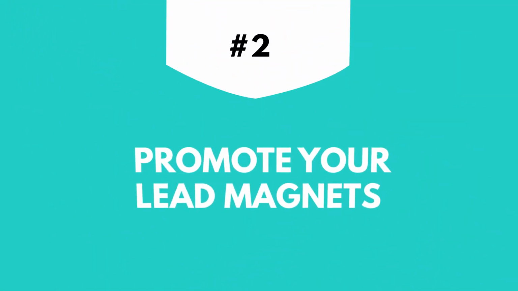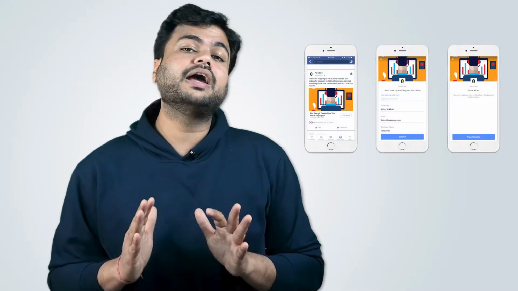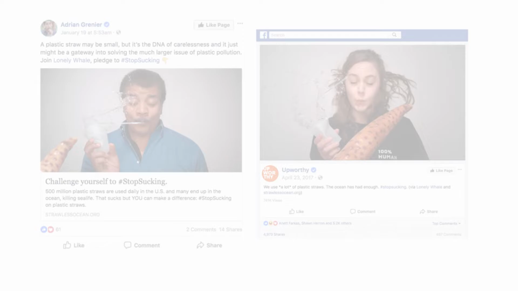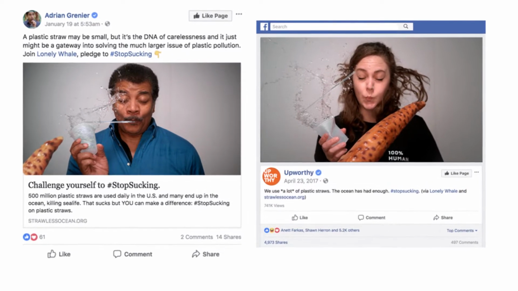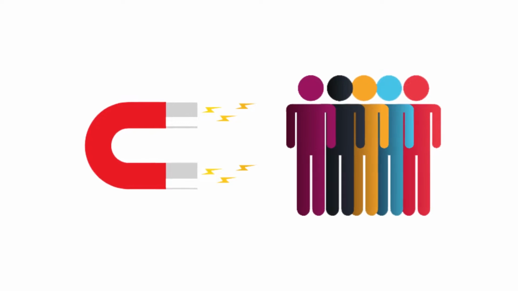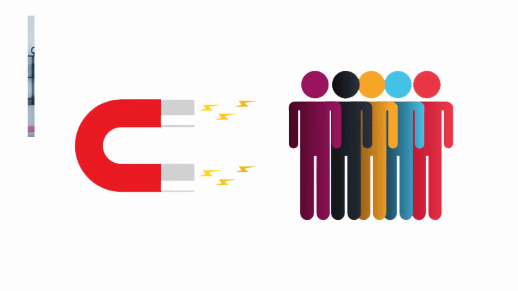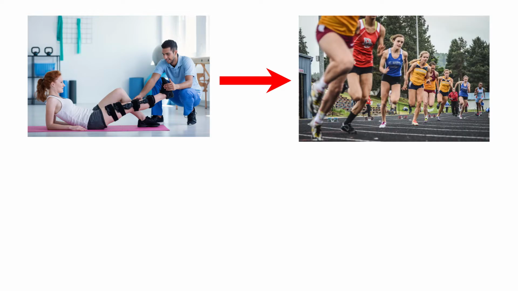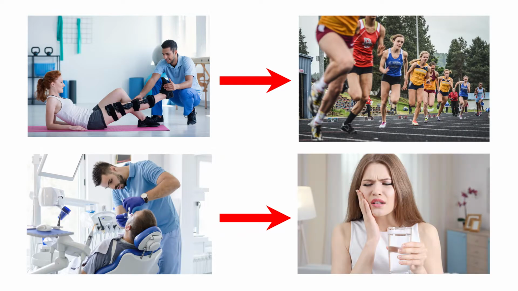Step 2. Promote your lead magnets. Once you have developed a lead magnet that you know your audience can't refuse, if people are not aware of your lead magnet, you are not going to get any leads. And the best way to promote your lead magnet is by advertising. For example, you can run ad campaigns on social media that can target a certain number of people who are most likely to be interested in your lead magnet. For instance, a physical therapist might target young athletes, or a dentist might target people with teeth issues.